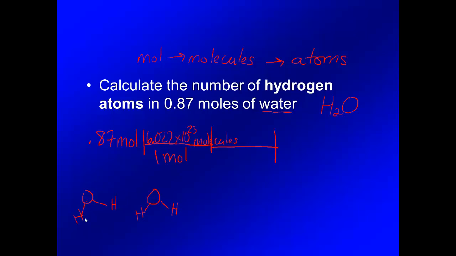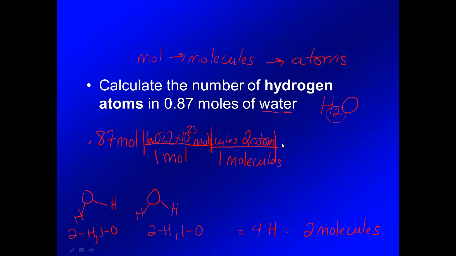So let's look. Each water molecule is composed of 2 hydrogens and 1 oxygen. This has 2 hydrogens and 1 oxygen. So if I have 2 water molecules, that has 4 hydrogens in 2 molecules. All we're doing is counting. And how do we know? It's from this. That's telling me that there's 2 hydrogens. So this last step then, I'm just saying, okay, in 1 molecule, there's 2 atoms of hydrogen.